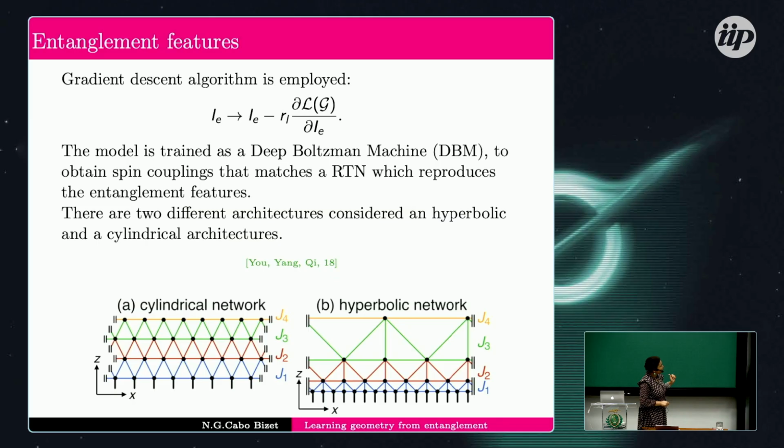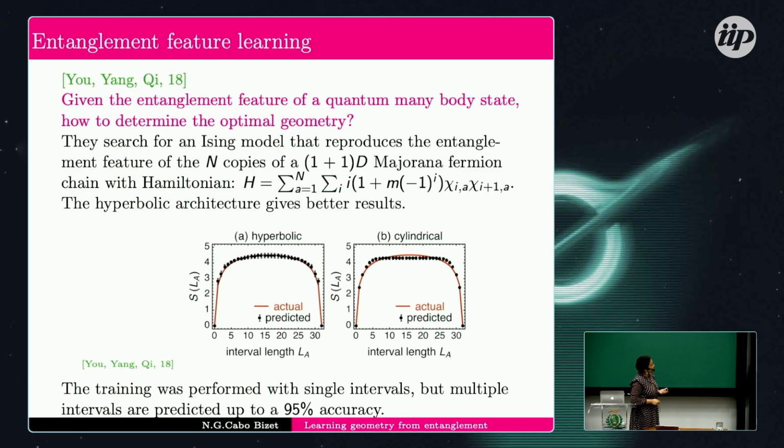I borrowed these two figures from them, and basically in every step you update mutual information or couplings using this cost function. In this paper they consider a cylindrical or a hyperbolic network, and of course the hyperbolic network had better results. Again, I'm borrowing the plots from them. The hyperbolic network has much better results because the model they consider has a conformal point. And because of AdS/CFT duality, I think this network reflects more the bulk.